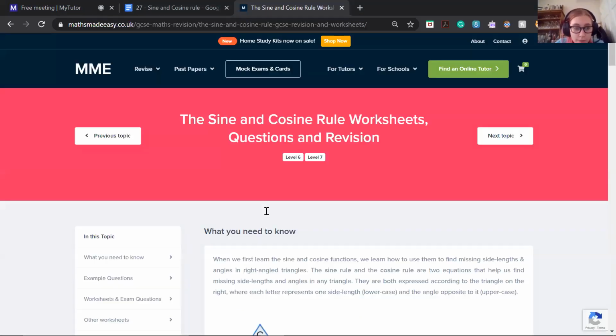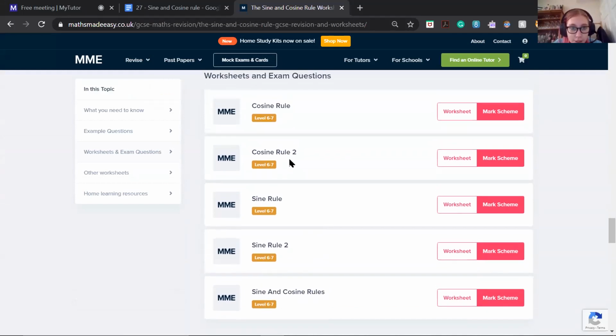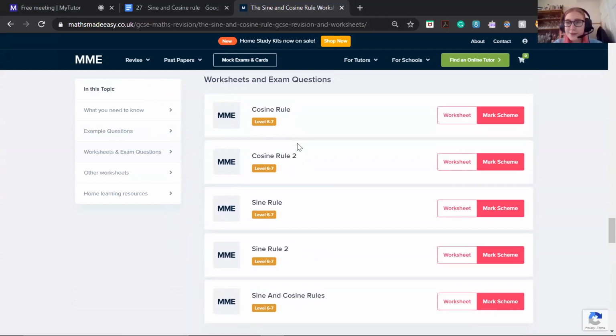So I've got some worksheets for this. Again, I'm using Maths Made Easy, my favorite website to find worksheets. I haven't opened them because I wanted to show you that they've got loads and loads of things. They've got two worksheets for each rule and then one combined. So it's super useful, plus they have worked-through questions and stuff. I feel like I'm being sponsored by them. I'm not, I wish I was.